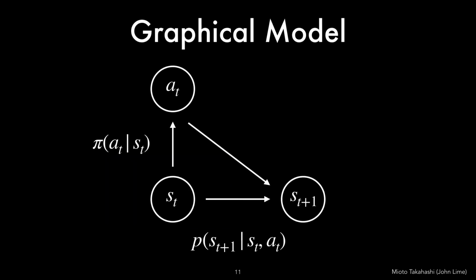Let's put this network of probabilities into a visual representation. The probability of the action is determined by the current state by the policy, and the probability of the next state is determined by the current state and the current action by the state transition function. And of course, how could we forget, the value of the reward is determined by the current state and action. This type of visual representation is called the graphical model.